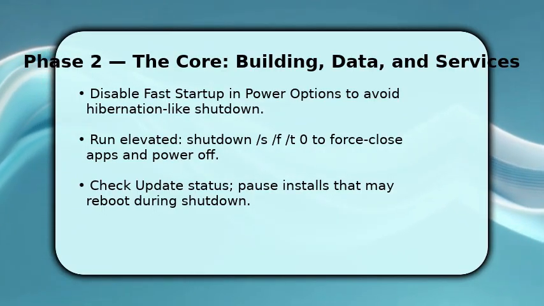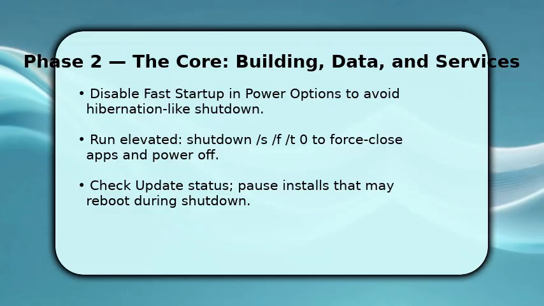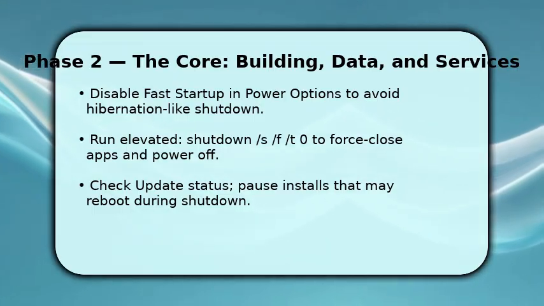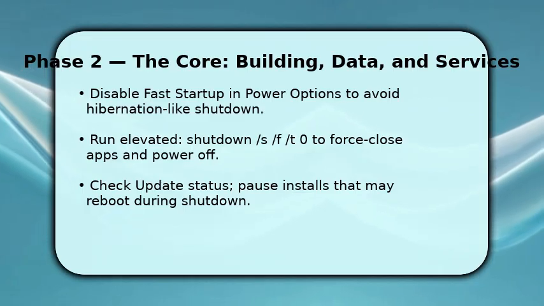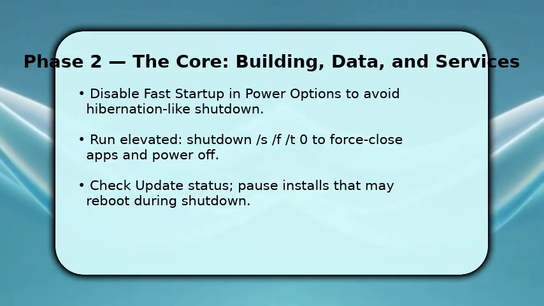Next, run an elevated command: shutdown /s /f /t 0. This forces apps to close and initiates shutdown immediately. Also check Windows Update. Make sure no pending installs will restart the PC. These steps guarantee the machine actually loses power and session state.